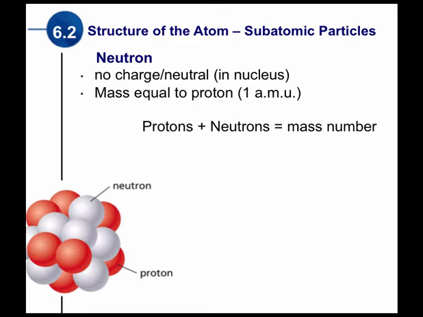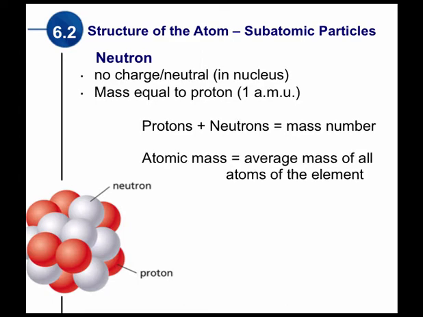Now, we're going to refer to mass number, and we're also going to refer to atomic mass. The atomic mass is the average mass of all the atoms of an element. So if we were to take all of the atoms of an element, add them all up, and divide by the number of atoms, just like you calculate the average on a quiz or a test, that's what's called the atomic mass. The atomic mass is also found on the periodic table. We're going to look at that in more detail as we work our way through.